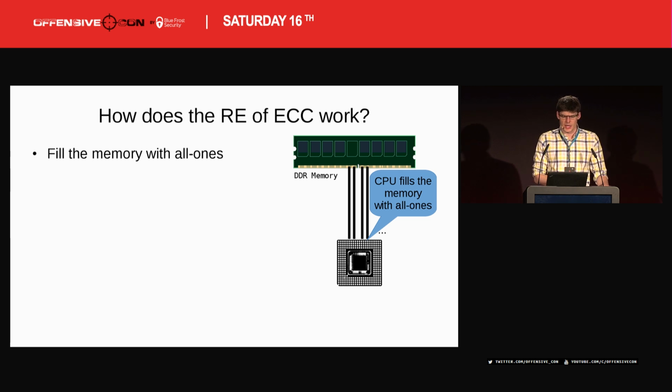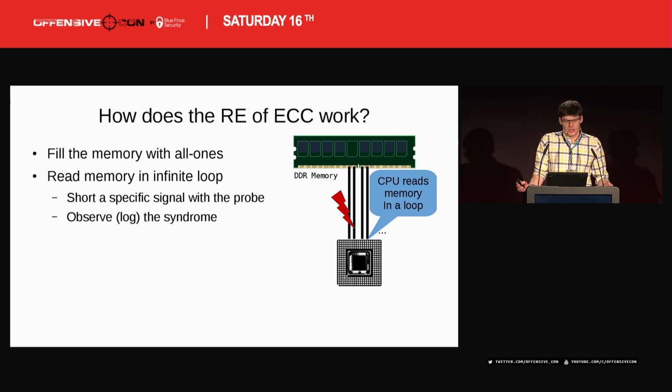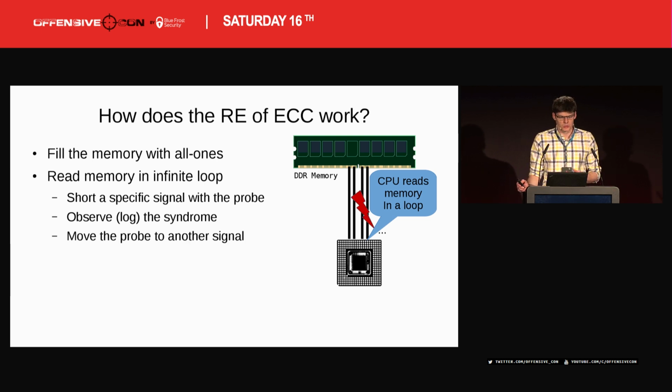So let's recap a bit this attack to see what it actually takes, because I just showed you how to inject an error. The CPU will fill the memory with all bits asserted, because this short acts as a pull to 0. Then the CPU will start to read, so we can write a nice program to just read from the memory in an infinite loop. We can short a specific signal with our custom probe, and then we observe the syndrome, and we gather it in a file, and then we just move the probe to another signal, and so on until we recover the syndrome for every position of these, let's say, 64 bits.